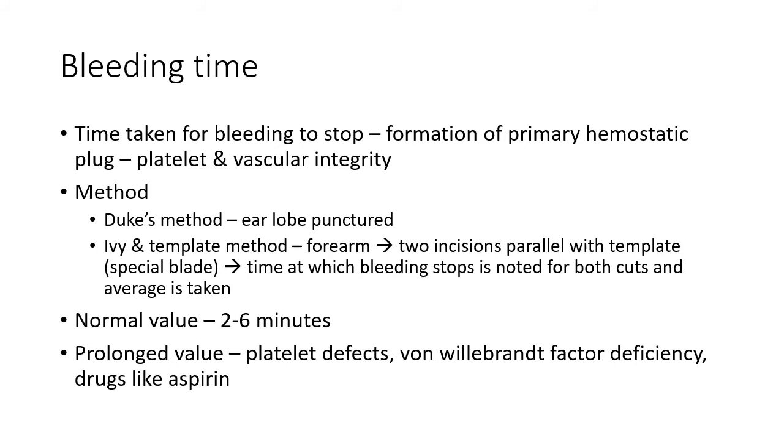Using a special blade called a template, two incisions are made parallelly. When the blood appears in the wound, the timer is put on and the time at which bleeding stops is noted for both the cuts. The average is taken as the final value. The normal bleeding time is 2 to 6 minutes. Any prolongation in this value indicates platelet defects or conditions like von Willebrand factor deficiency, or it can also indicate taking of drugs like aspirin.